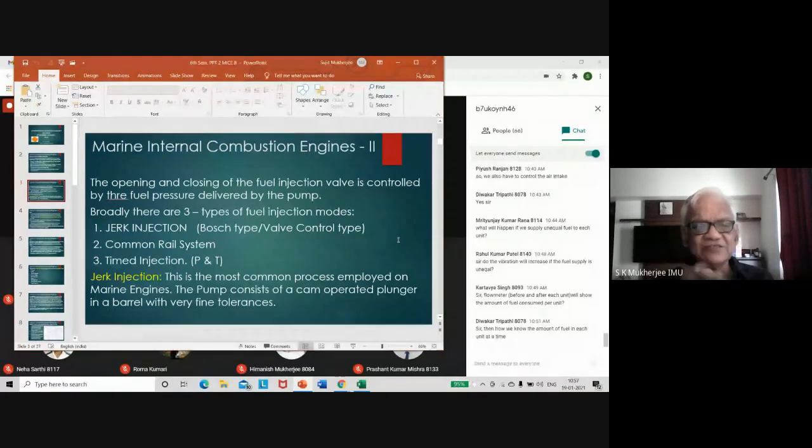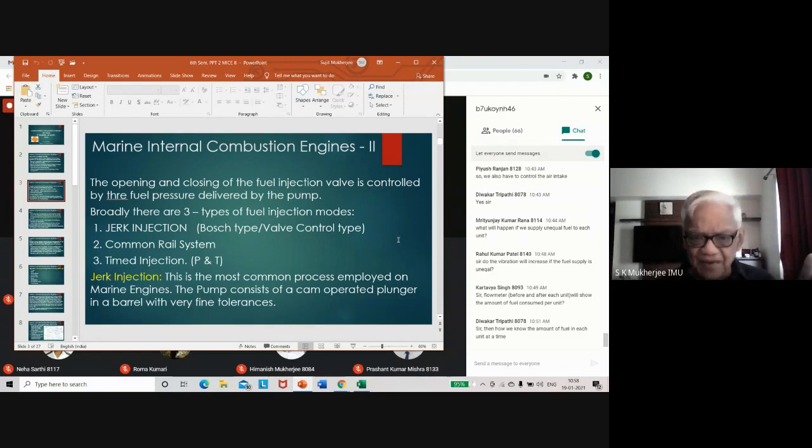And it is sometimes termed as solid injection pumps. Now, this term solid injection is to be well understood. Why is it sometimes called solid injectors, solid injection system? It is called solid injection system because the fuel, and for that matter any liquid, is incompressible.